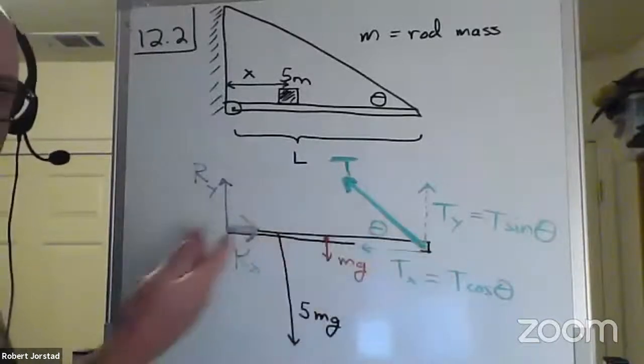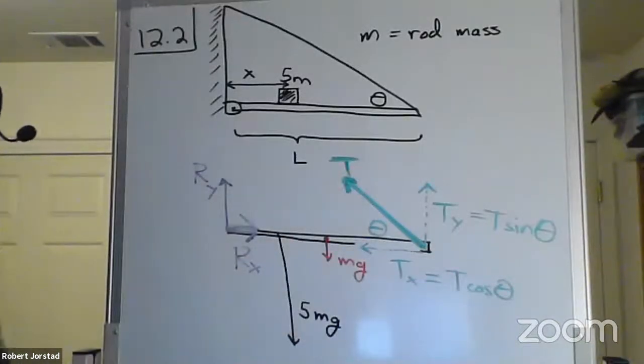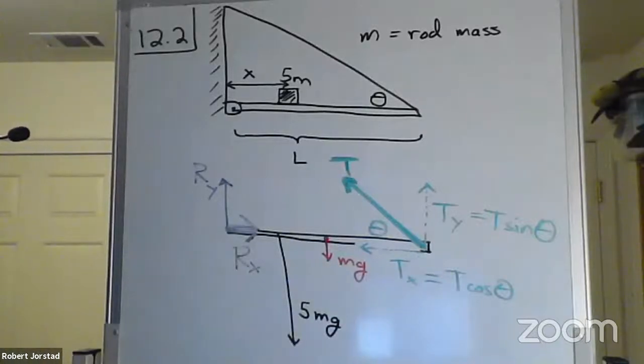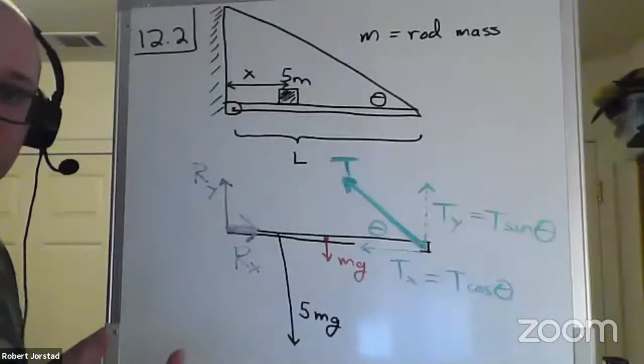So, okay. That said, what do we not know in this picture? What do we not know? Tension? What's that? We don't know tension. We don't know T. We do know the angle, but we don't know T. What else? Well, I guess then, I mean, we don't know the reaction forces. So what's the logical choice of pivot?